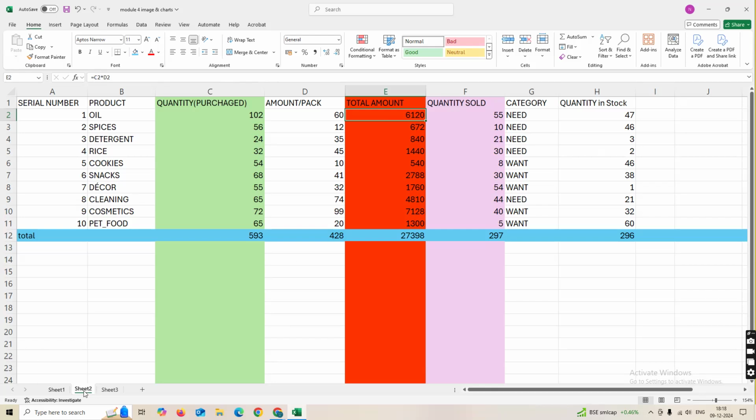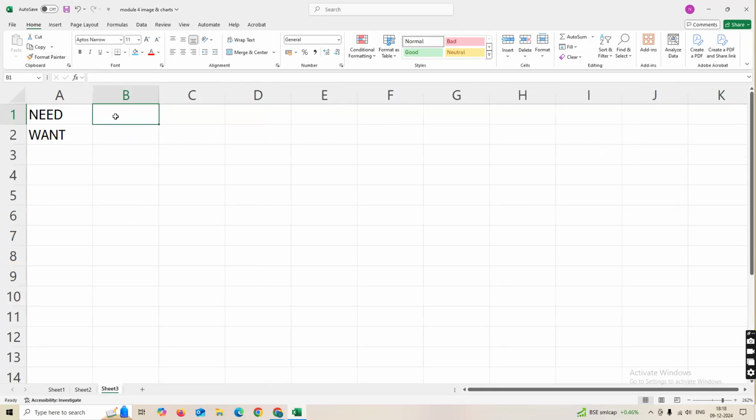This is my sheet 2, correct? This sheet is my sheet 2. I'm doing the calculation in sheet 3, okay? I'm doing the calculation here. I can write the formula here itself. So what will be my formula? Let me make it a bit bigger so that you can understand.